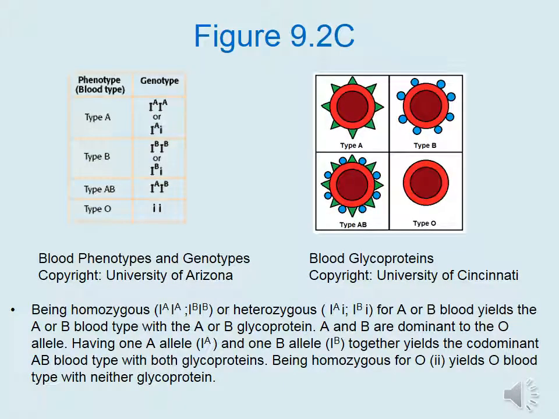Being homozygous or heterozygous for A or B blood yields the A or B blood type with the A or B glycoprotein. A and B are dominant to the O allele, which is why heterozygous individuals that have one O allele have either type A or type B blood. Having one A allele and one B allele together yields the codominant AB blood type with both glycoproteins. Being homozygous for O yields O blood type with neither glycoprotein.